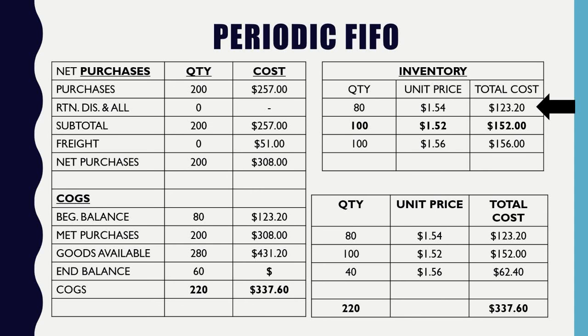So what's the next batch that we're going to take? We're going to take the next 100, the second 100, and it's going to be for $152. And we already know that's going to come out to $152. Now, if we total that, that's only 180. So how much more do we need to sell to get to 220?